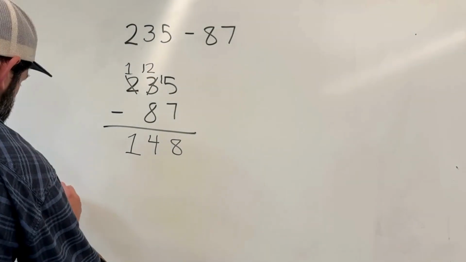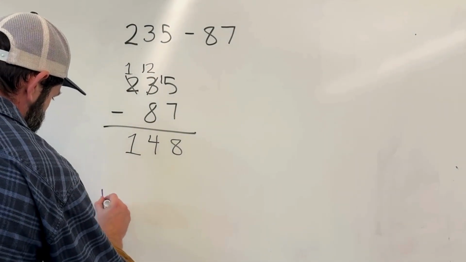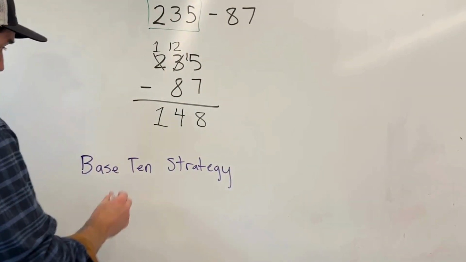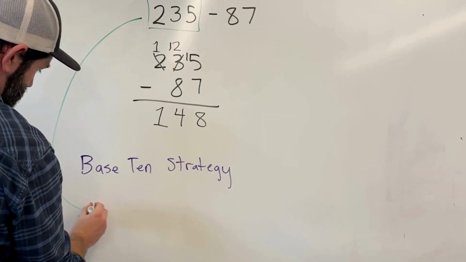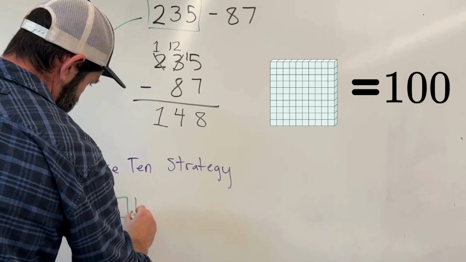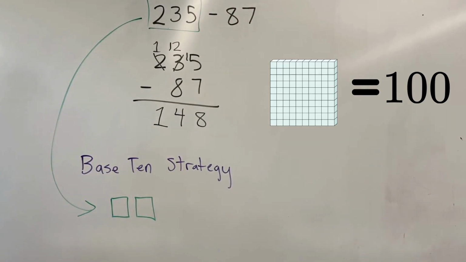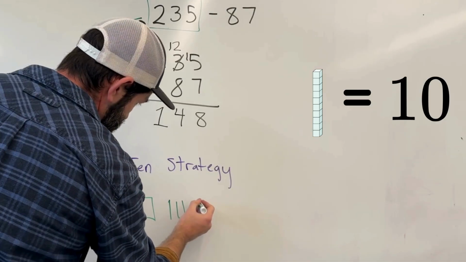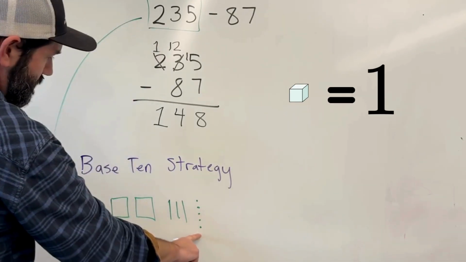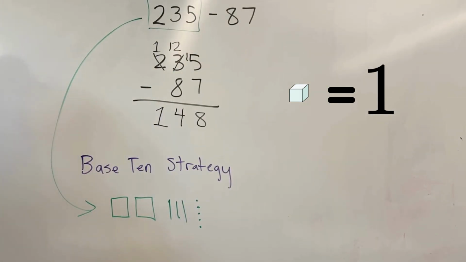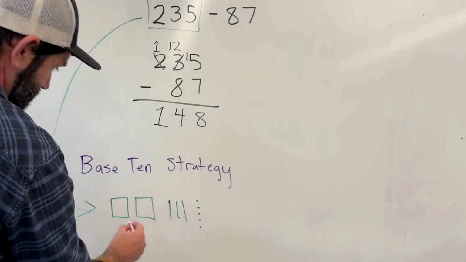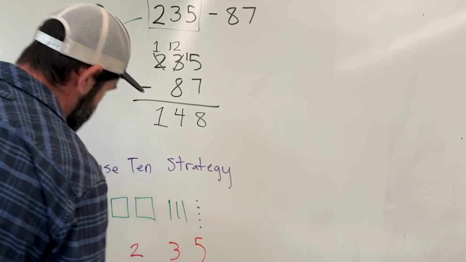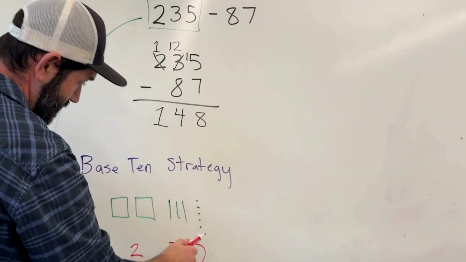So another way to solve this using the base 10 strategy, we'll start by making the number 235. So the number 235 right here will be, that represents 200 blocks. That represents the 3 tens. That represents the 5 ones. Now, we need to take away 87 from the 235. Here, I'm going to write it right below here, 235.